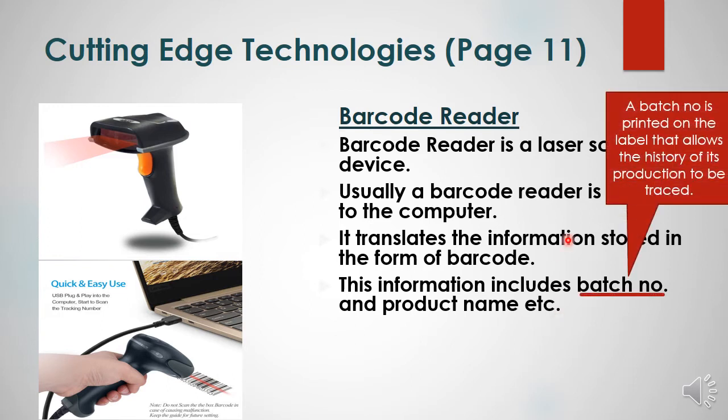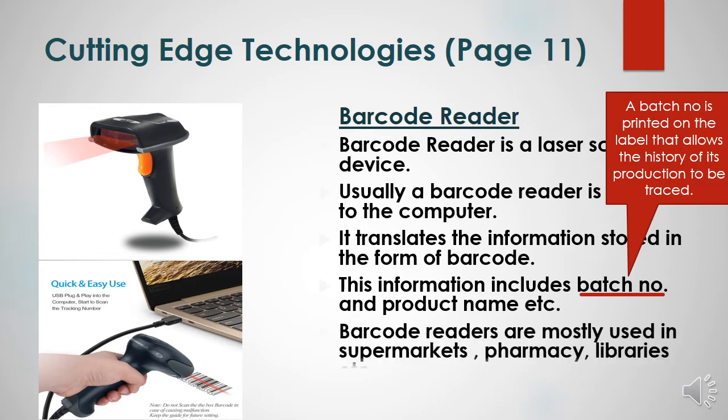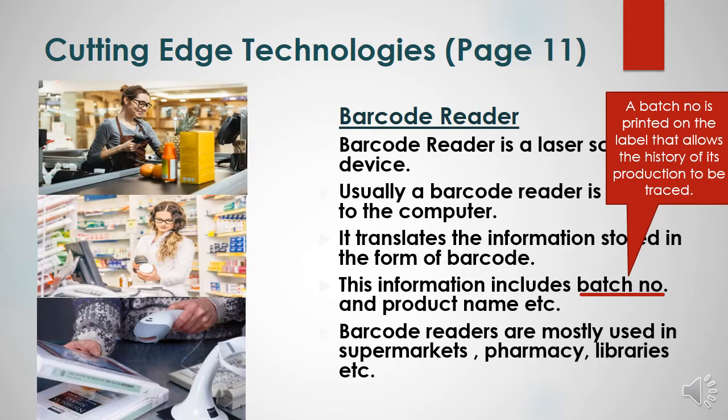A batch number is printed on the label that allows the history of its production to be traced. So with the help of batch number, we can find out the history of the product. Barcode readers are mostly used in supermarkets, pharmacy, libraries, etc. Page number 12.